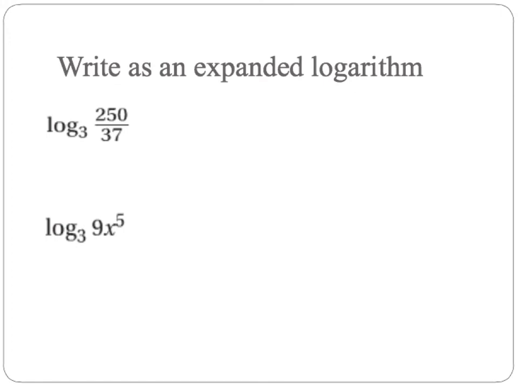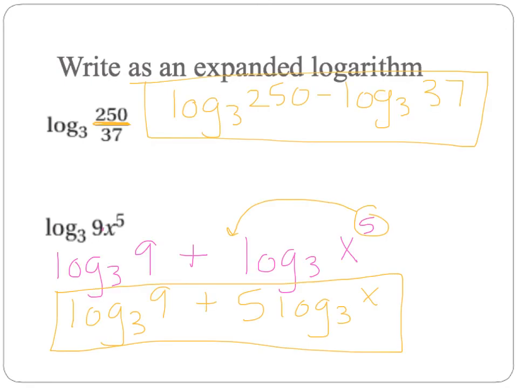Right now I want you to pause the video and attempt to expand both logarithms. For the first one, the only thing we have is division, so that would be subtraction when you're expanding. So the top is written first, log base 3 of 250 minus log base 3 of 37.